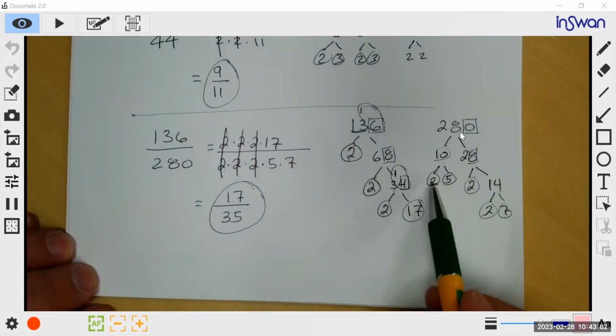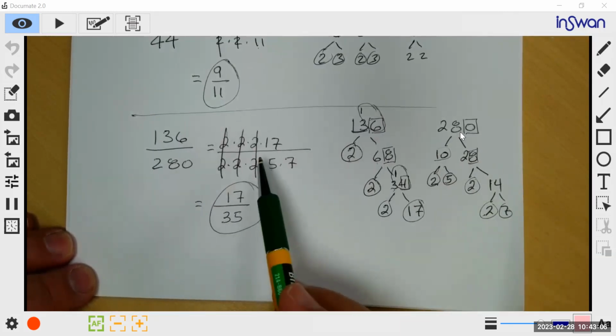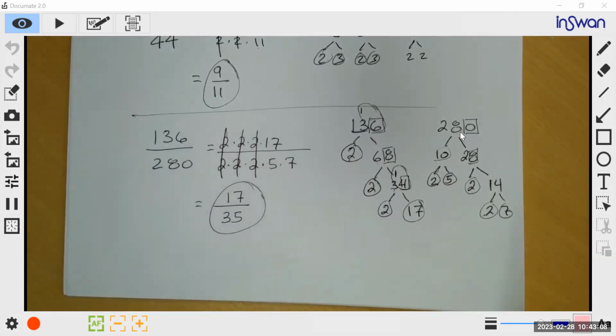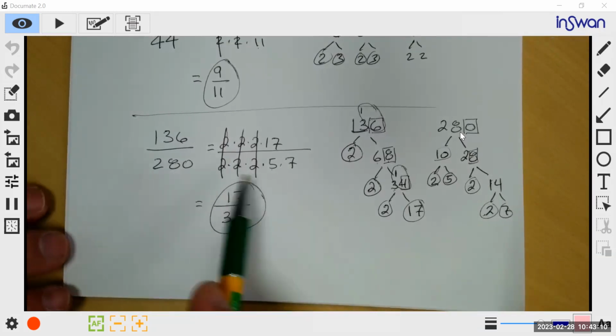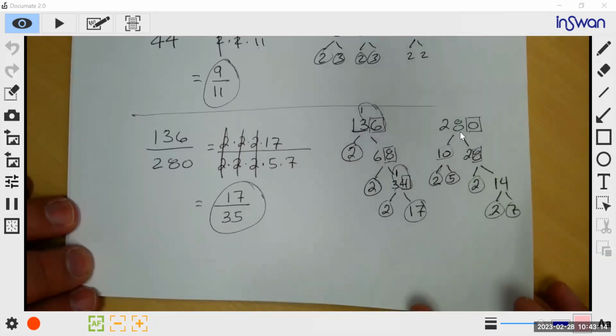This is the hardest part. This will take you the most time. But once you get this done and you cancel out everything else, whatever you have left is your final answer, because nothing else can be taken out. So that's okay so far?